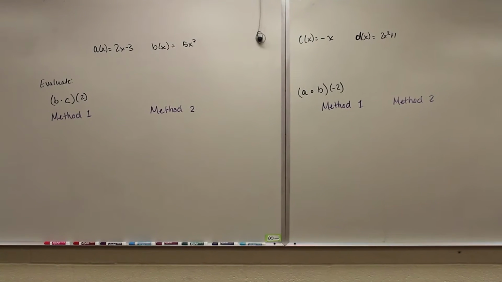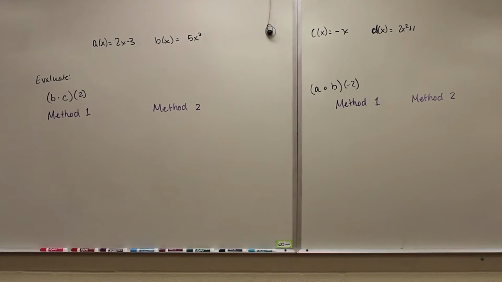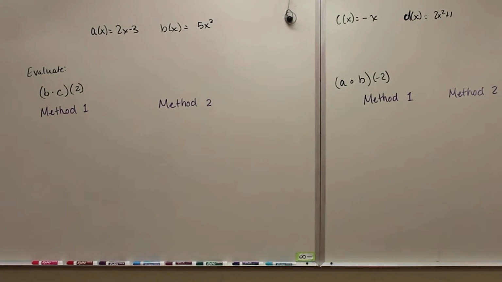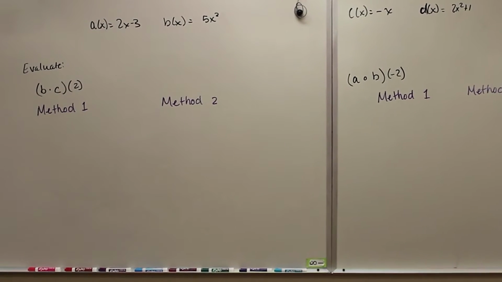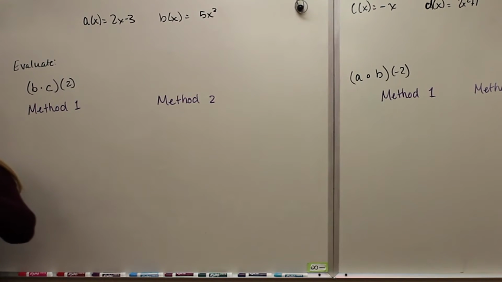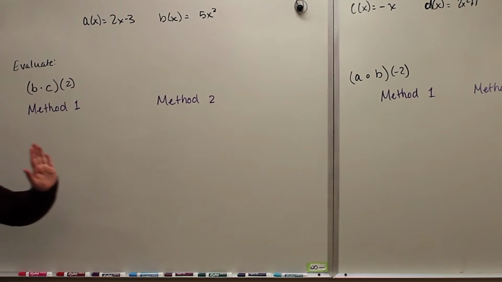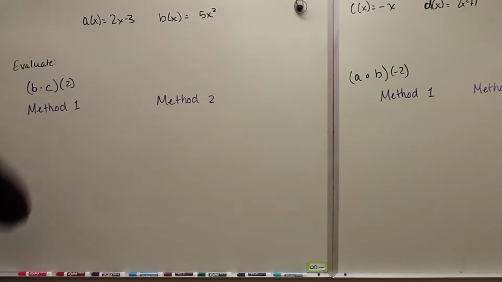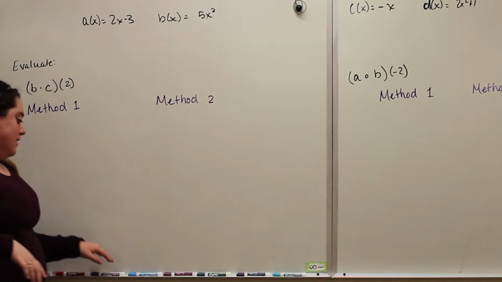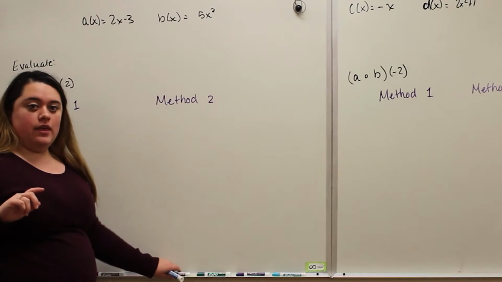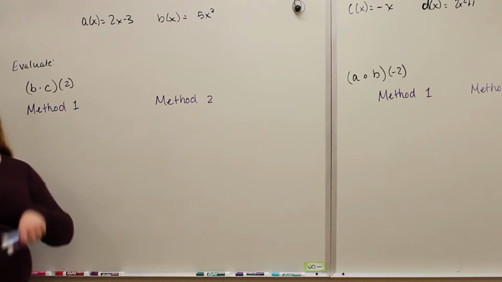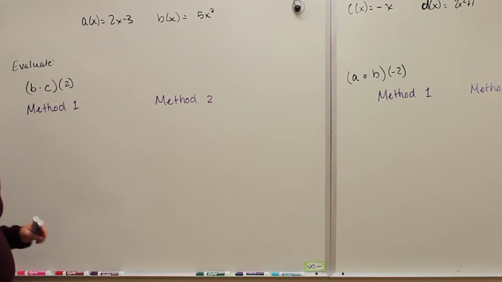So now that we've learned how to do operations with our functions, we're going to practice evaluating with these operations. Now you'll notice I have two methods for approaching this for no matter the operation. No matter what operation you have, there are always two different methods that you can take. Okay, we're going to start with problem number 1. We're going to evaluate b times c of 2.